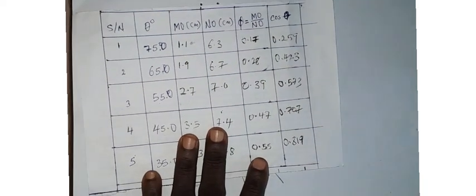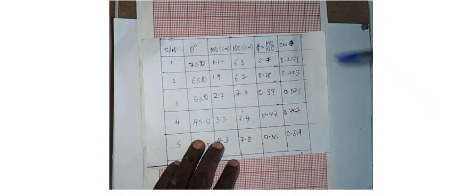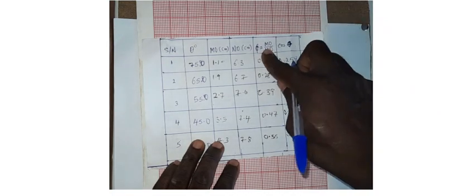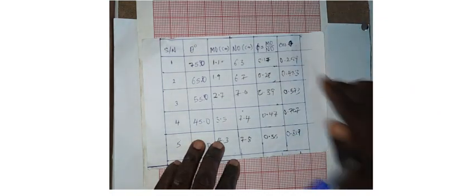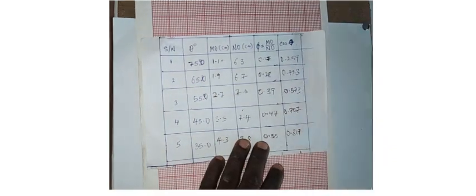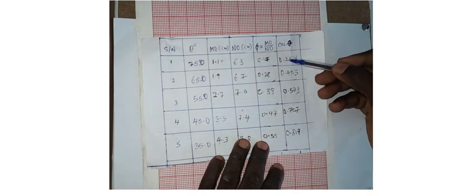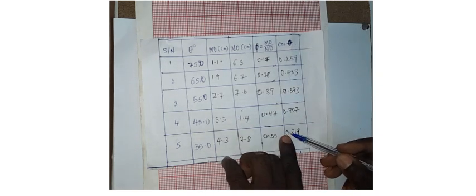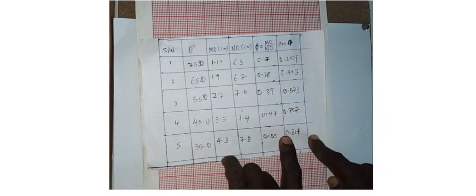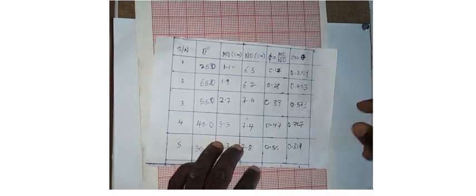Now let us plot the graph. We have to plot cos theta against phi. Now this is what you are going to do. To choose your scale, it's very easy. Look at the least value here. It should be 0.2 and the high is 0.8. So I'll shift that to 0.9. That's an easy way to get your slope, your scales rather.